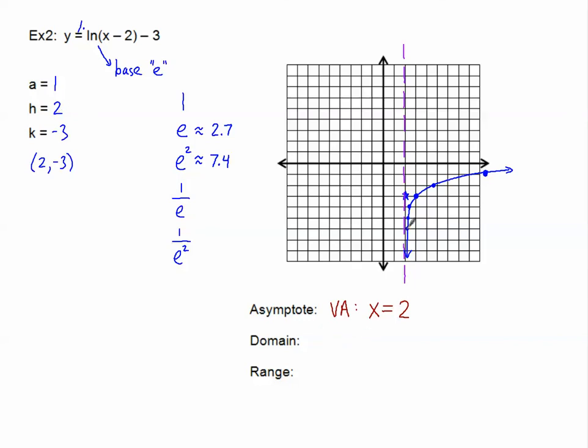Our domain depends on where we're actually starting, and we're starting this time at 2. We don't get to include the 2, so there's my parenthesis, 2 to infinity. And the range, like all the ranges of logarithmic functions, will be the set of all reals.